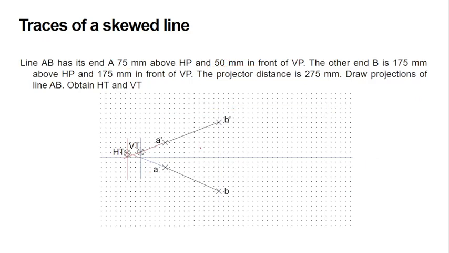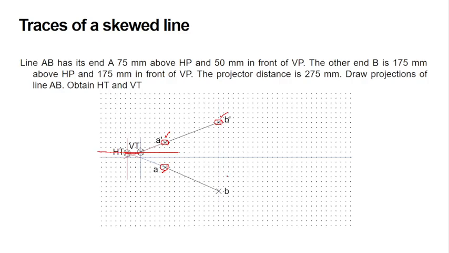Now let us come to the realistic problem where we will be given a mixture of data, correct? The problem may not be very simple, as you can see here. The location of A is given, the location of B is given. These red points are given in the problem, and it is given that HT is, let us say, 25 mm above XY line.